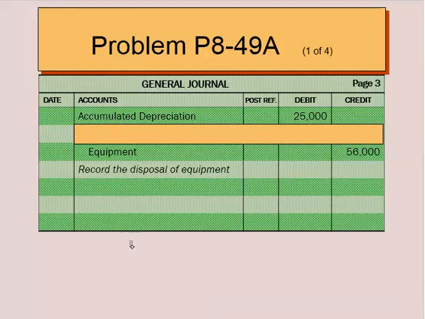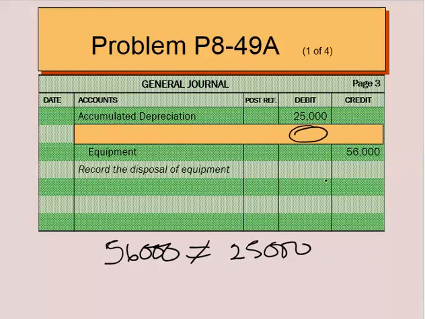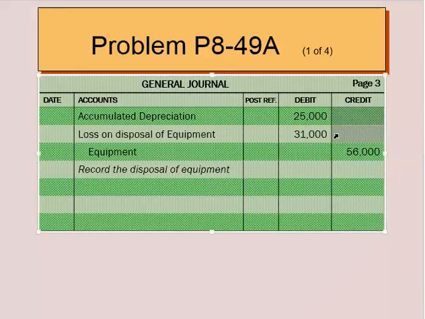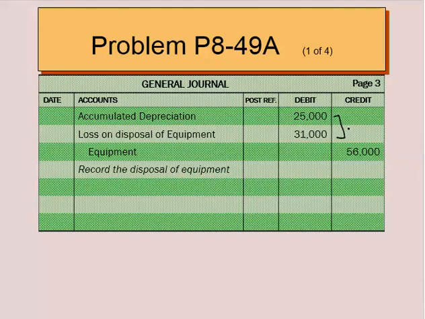Now here's the deal. Remember I always say our debits have to equal our credits. $56,000 does not equal $25,000. So we know we're going to need some sort of a debit here to make those two match. And that is going to be either our gain or loss. That's how we handle these types of problems. Go ahead and enter what we know, and what we don't know will become our gain or loss. So $56,000 minus $25,000 will mean we're going to have a loss on disposal of equipment for $31,000. Now my two debits will equal my credit of $56,000. Debits are a loss. Credits, if we have one, will be a gain on disposal.